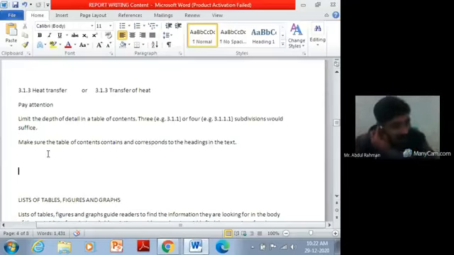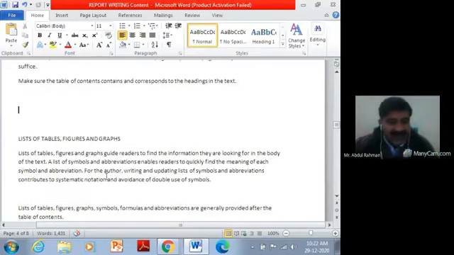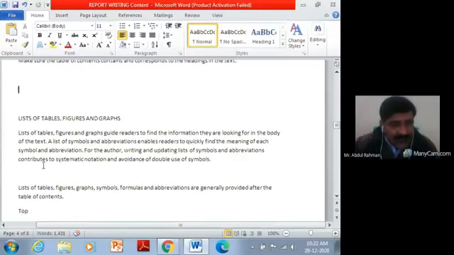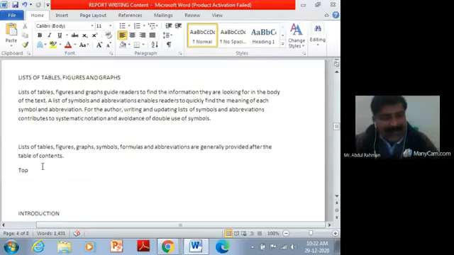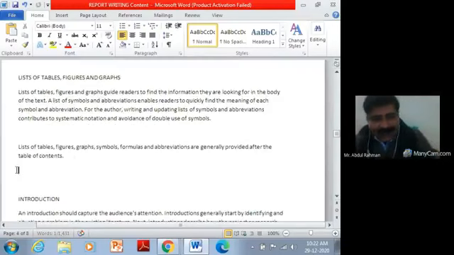Then we have got list of tables, figures, and graphs, right? List of tables, figures, and graphs guide readers to find the information they are looking for in the body of the text, right? So as you know, for the list of tables, figures, and graphs, we always attach a separate list with the help of which the audience can easily read the changes.